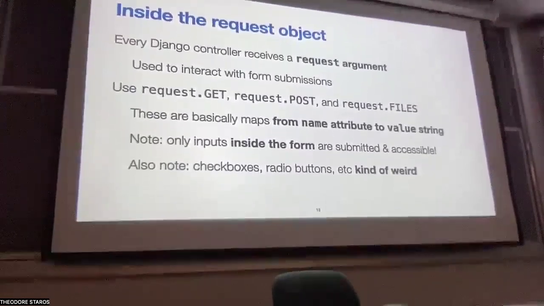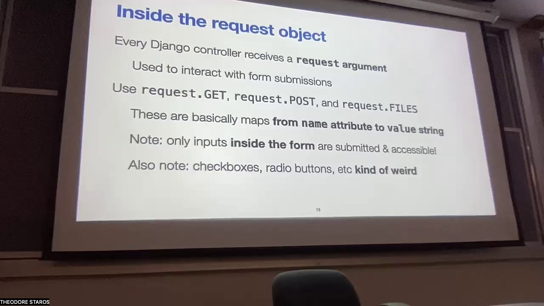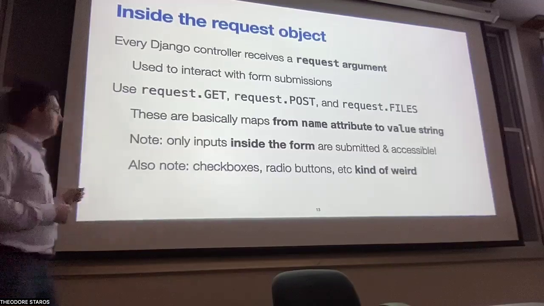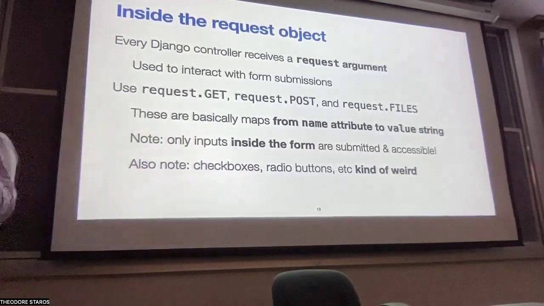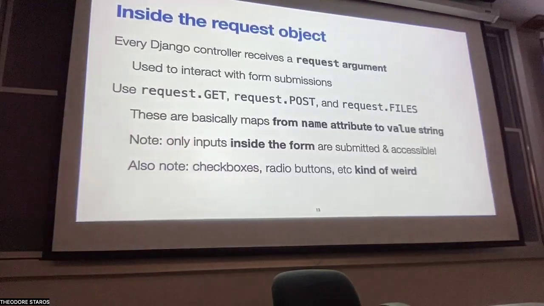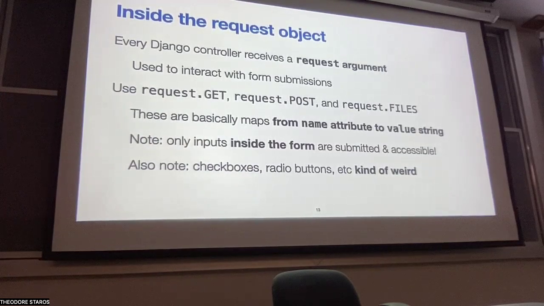I have a note at the bottom saying checkboxes are kind of weird. So I think that's all you really need to know. You can look up the details of how these are submitted, but basically a checkbox, instead of having a string value, will be there or not based on whether or not the user checked it. Yeah. Questions about processing form submissions in Python code?